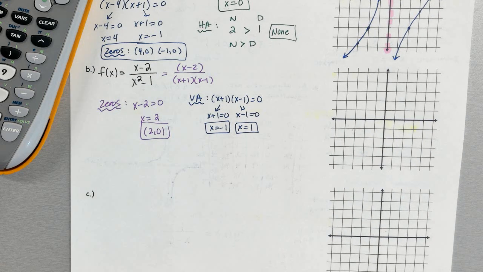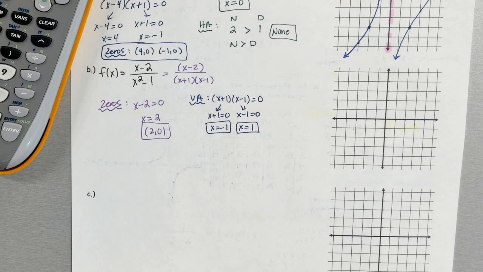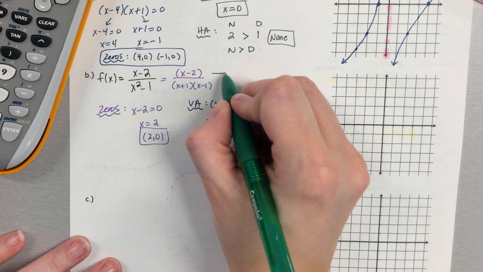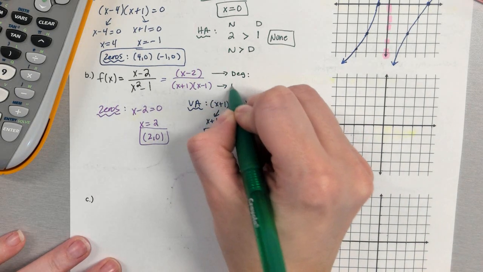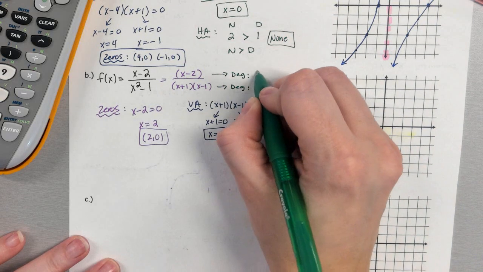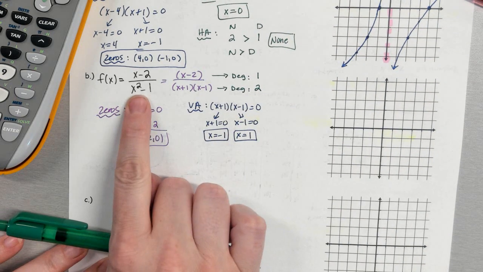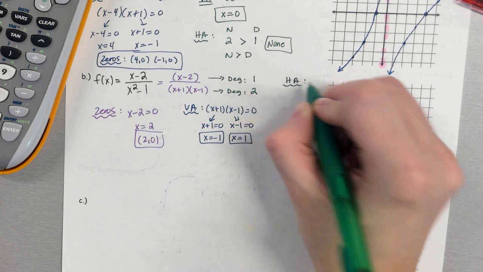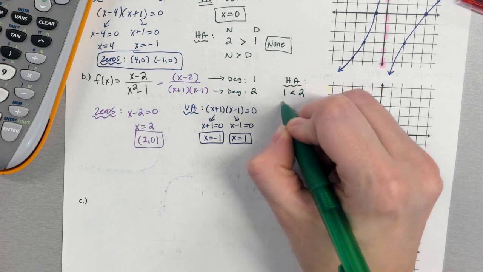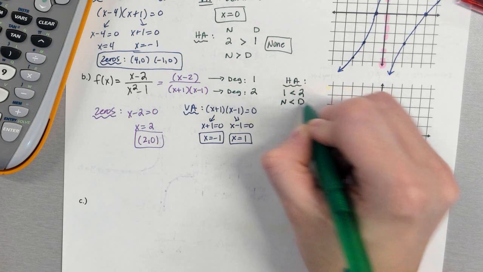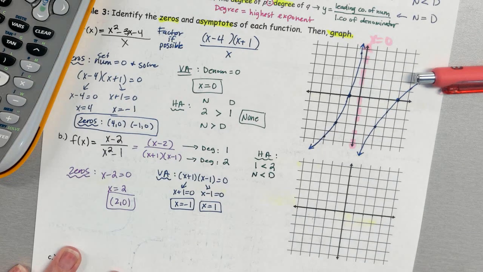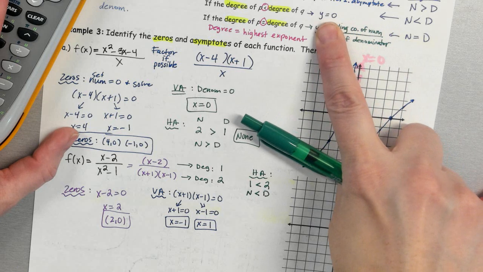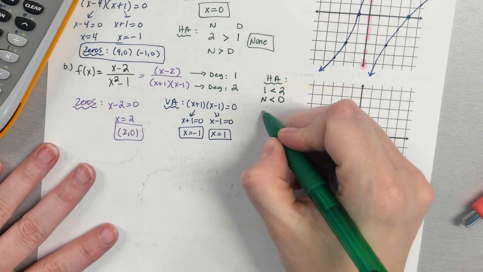And then the last thing is the horizontal asymptote. When you do that one, just look at the degrees. The degree of the numerator is 1. The degree of the denominator, the highest exponent, is 2. So for the horizontal asymptote, you have 1 is less than 2, or the numerator degree is less than the denominator. And if you go up to your chart, when the numerator is less than the denominator, your horizontal asymptote is y equals 0.